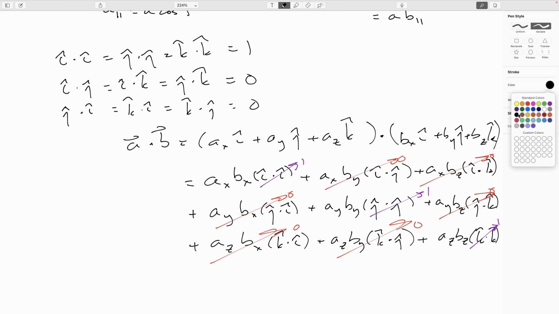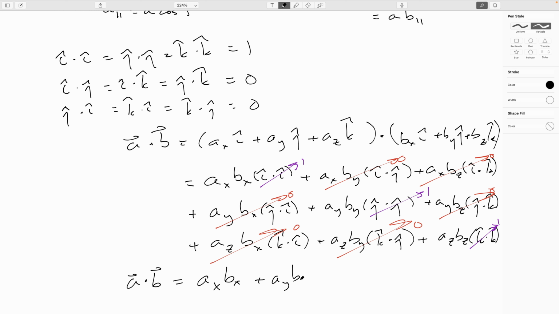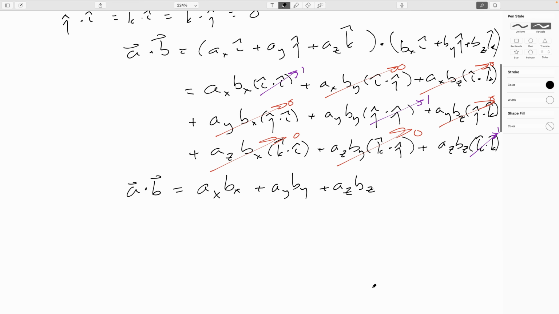So what we're left with is that A dotted with B can also be written as AX BX plus AY BY plus AZ BZ. So multiply the X components together, multiply the Y components together, multiply the Z components together, add them all up. Let's go ahead and work a quick example of that here.